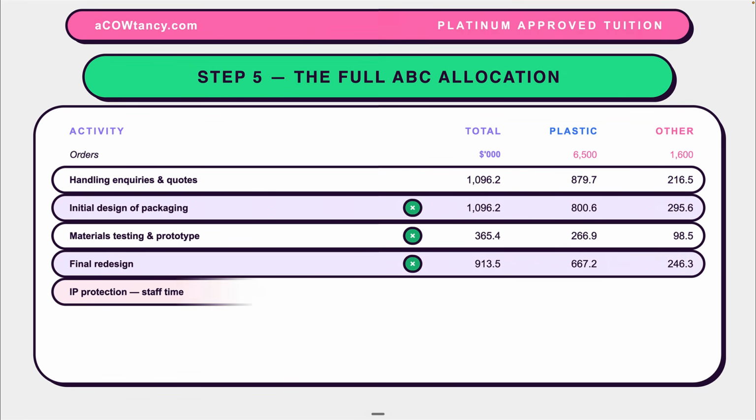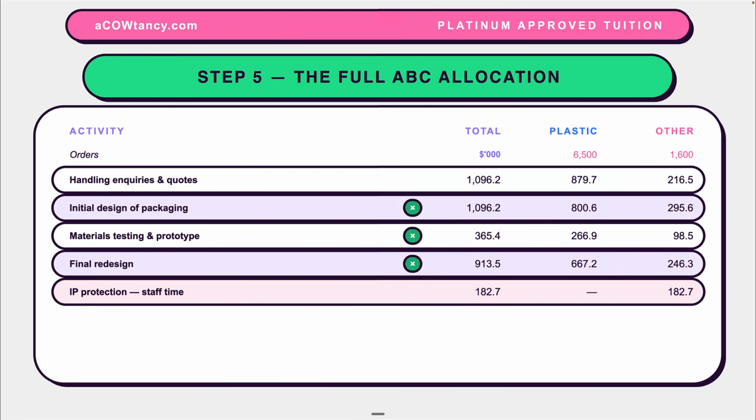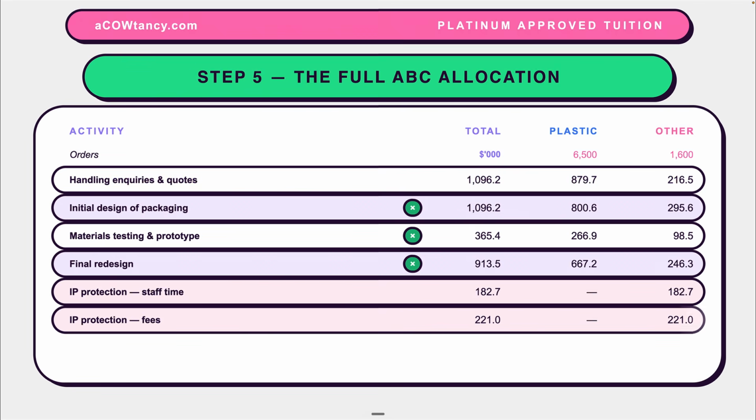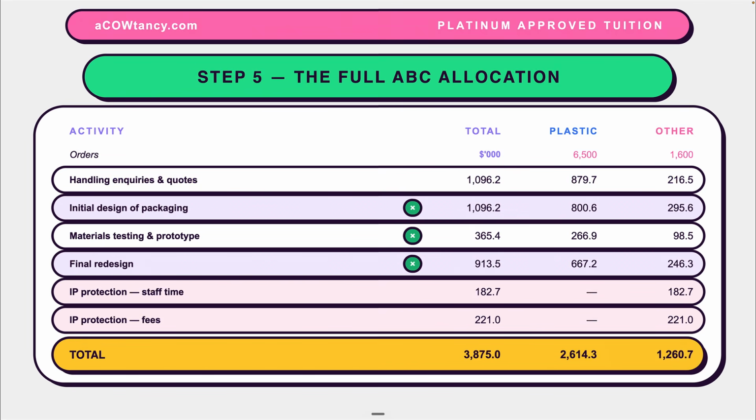Okay. We also know that the staff time goes straight to other. We also know that the fees go straight to other. So now we have split up the whole 3875. We've done it between plastic and other. You can add those two, plastic and other, together. Make sure they equal 3875. Because I've done it, they do. So that's the split.